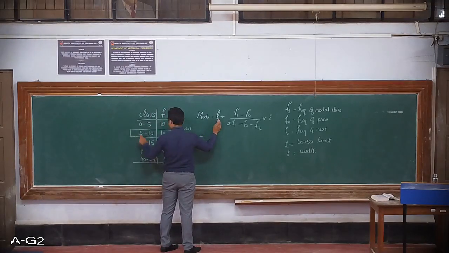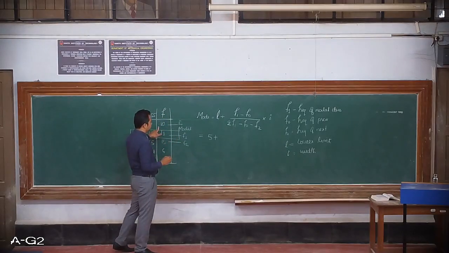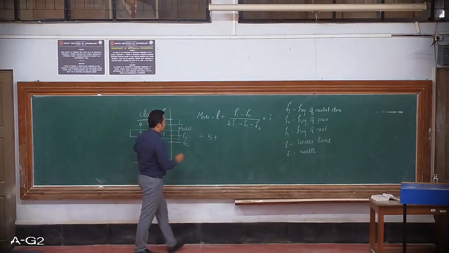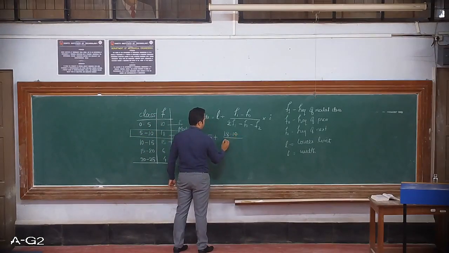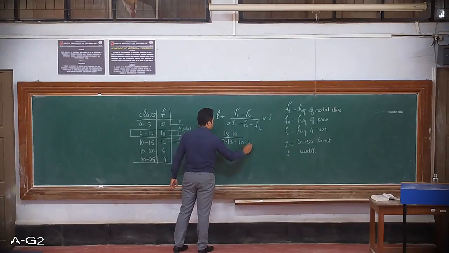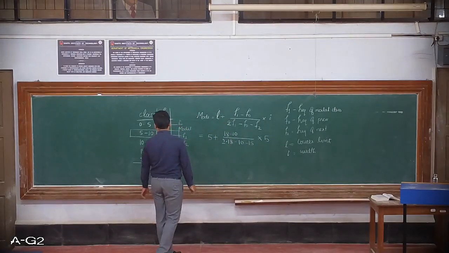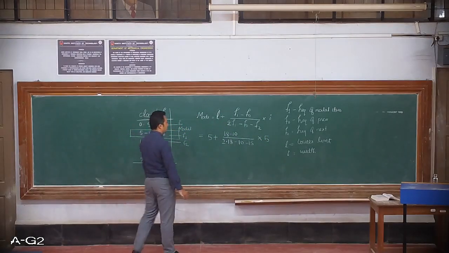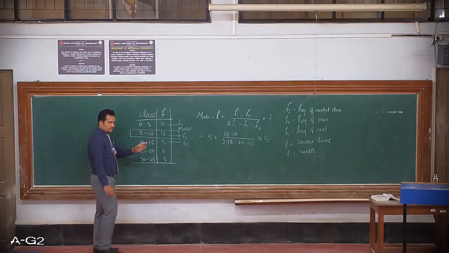is like this. L is 5 of the modal class plus f1 minus f0, so it is 18 minus 10, divided by 2 into 18 minus 10 minus 15. This thing into the width of the class, which is 5. So 5 each. Alright. So this is the simple calculation.